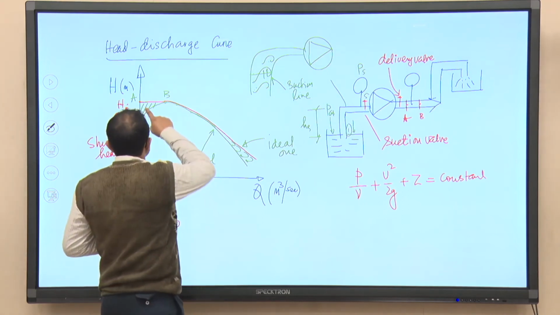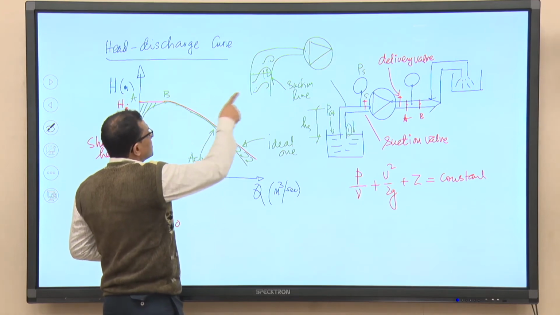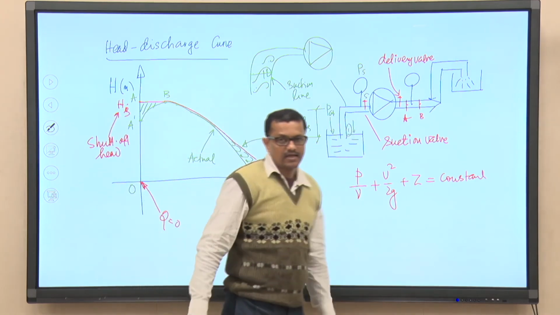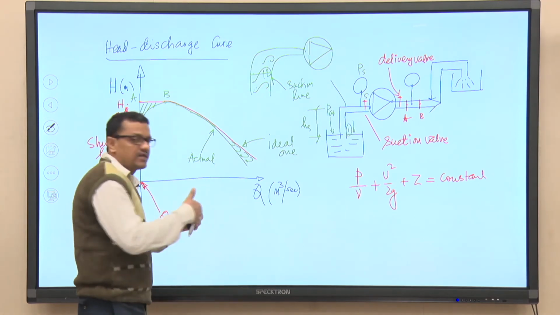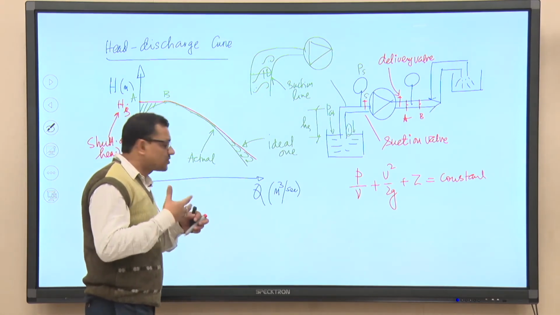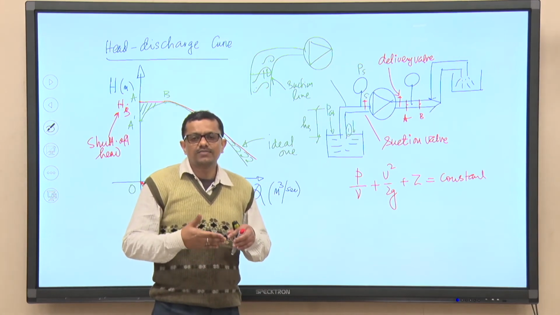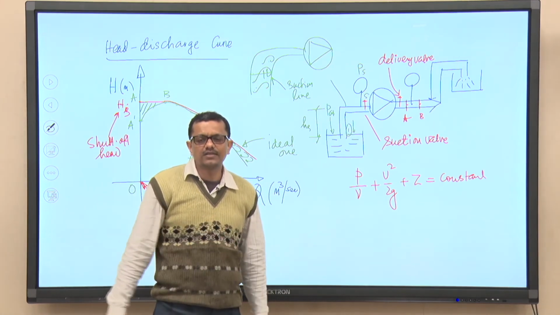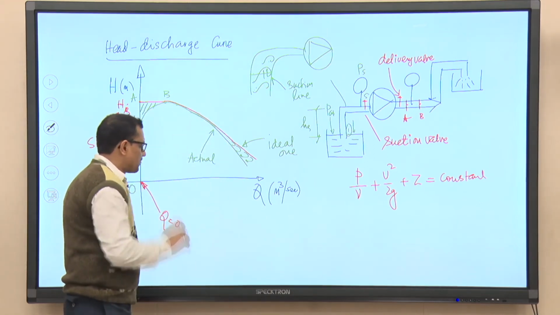So, we can see that there are losses both at the suction line and the delivery line, and to take those losses into account, if we try to draw the actual H-Q curve taking the losses into account, losses both at the suction side and the delivery side, then the actual curve will be like this. Okay.